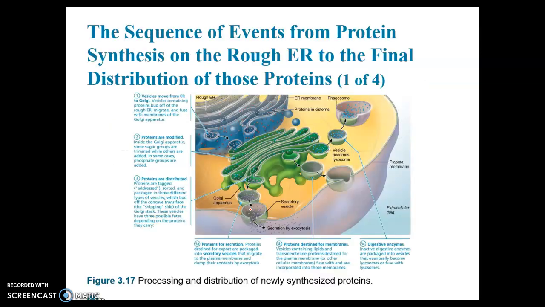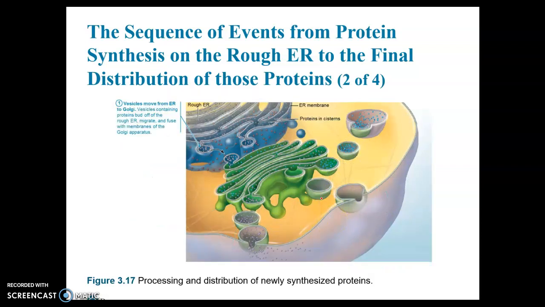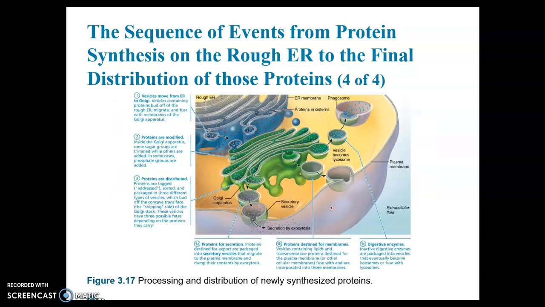important information to know. This is an image that shows the entire pathway, the events from protein synthesis to distributing the products of the Golgi. So step 1 is the vesicles from the endoplasmic reticulum move to the Golgi, and the vesicles containing proteins pinch off from the rough ER, migrate and fuse with the Golgi apparatus. Proteins are modified inside the Golgi in different ways. And then proteins are distributed.